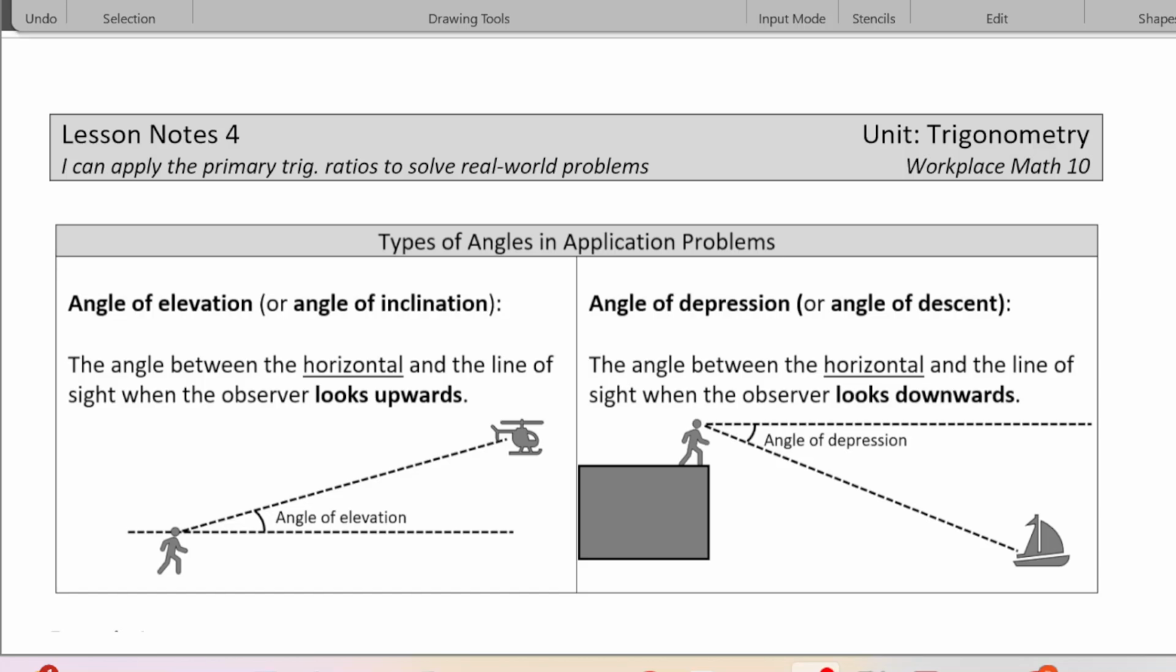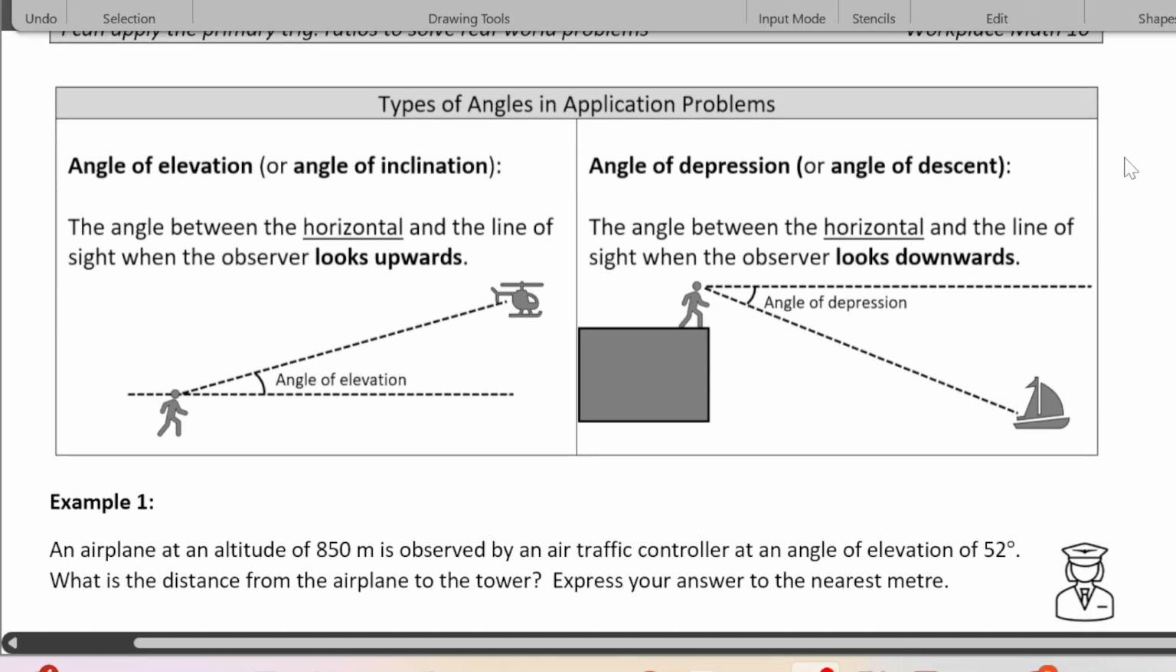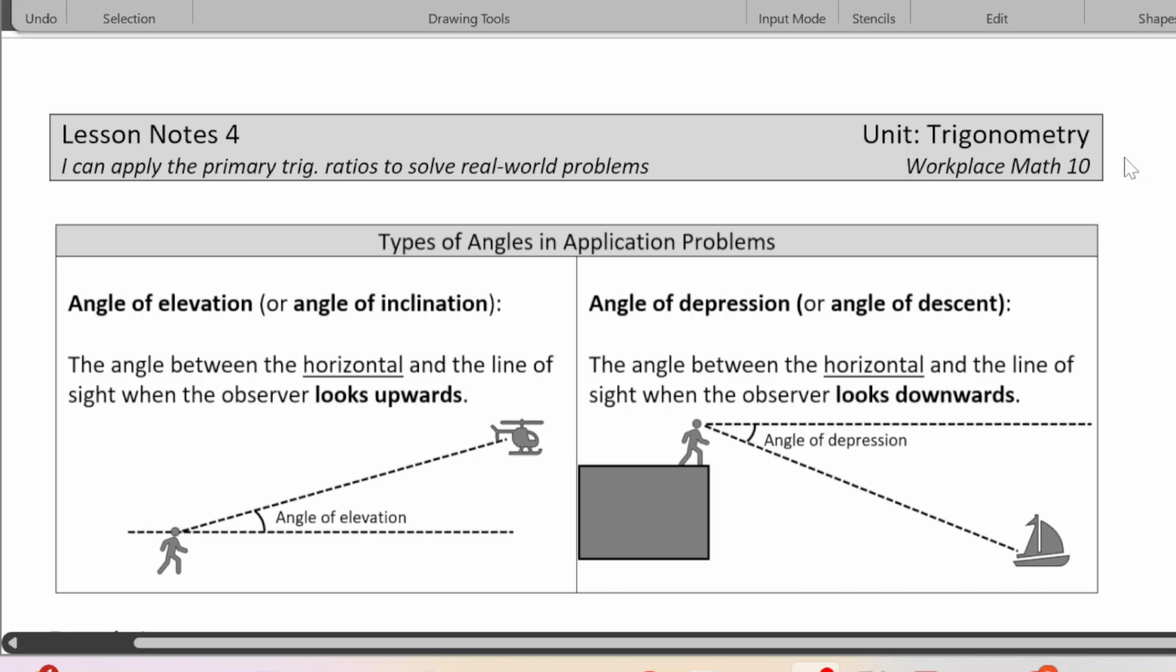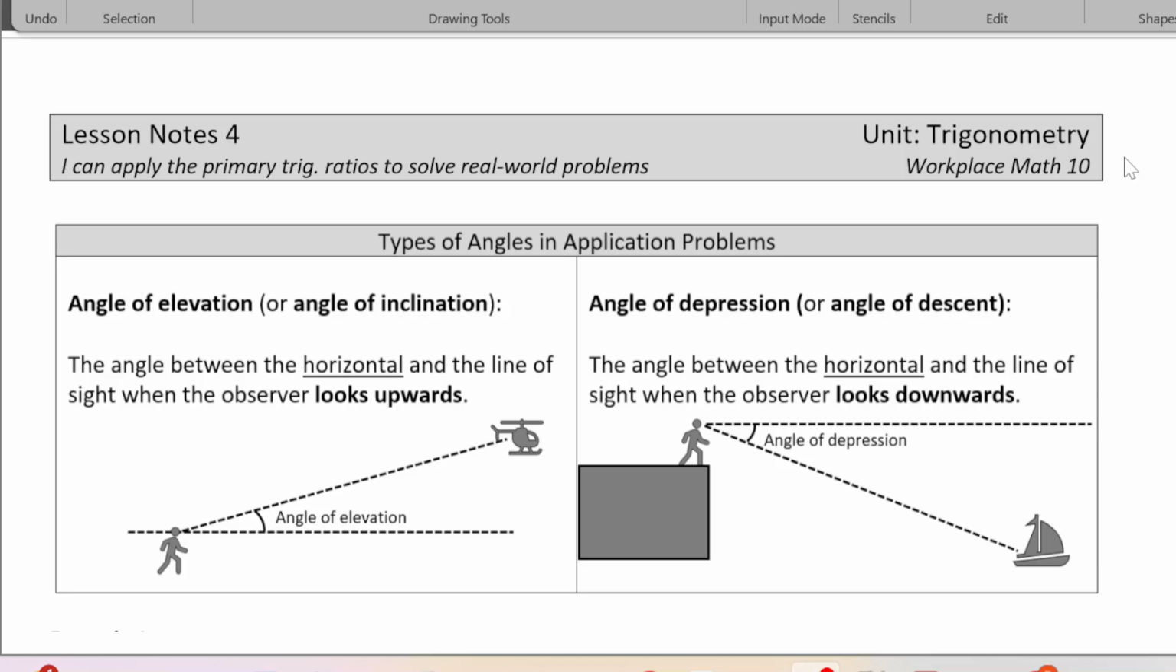Right, this is lesson 4 in the trigonometry unit. Today we're going to be doing word problems. Before we do some word problems, I want to go over 2 different vocabulary terms that come up a lot in real world problems involving angles and right triangles. And they all have to do with perspective and which way you're looking.